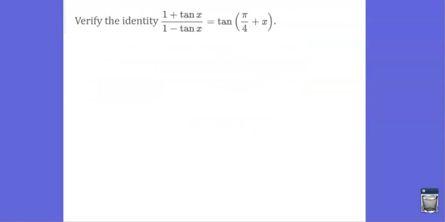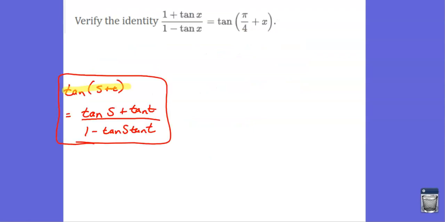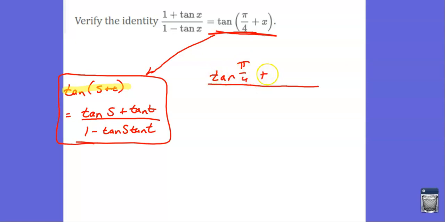All right, and then we have this one. And again, as soon as I see this, I'm doing the sum of two angles for the tangent, and I'm going to be using this formula. So this literally is just following this formula. So we got the tan of pi over 4 plus the tan of x, and that's over 1 minus tan of pi over 4 times tan of x.